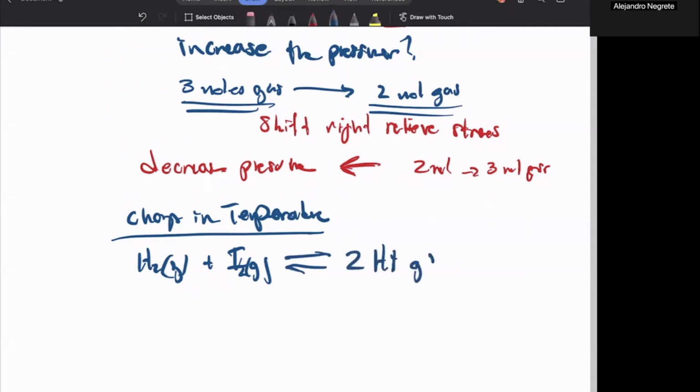And this is also going to be some gas here. Now, this reaction happens to be exothermic. You don't know that. I wouldn't ask you to know that.